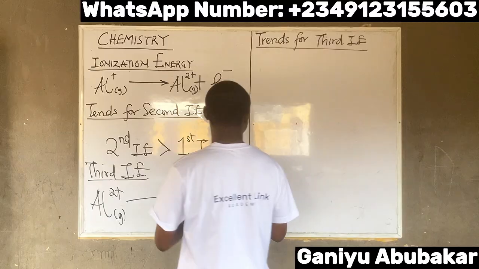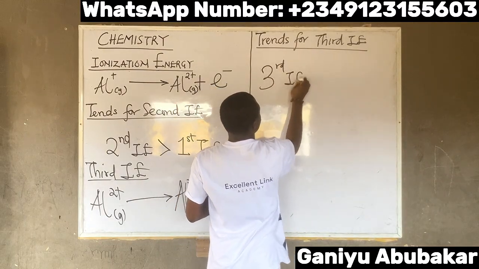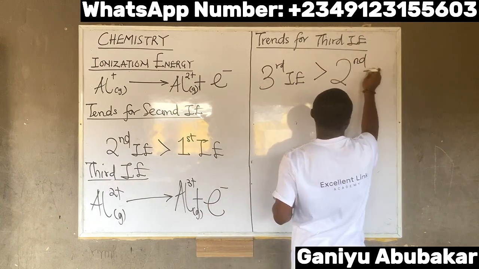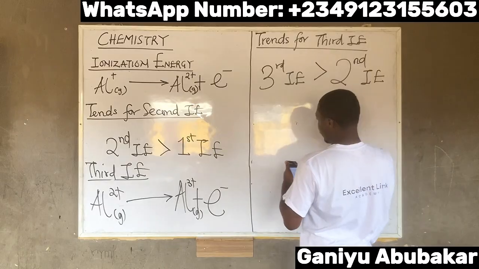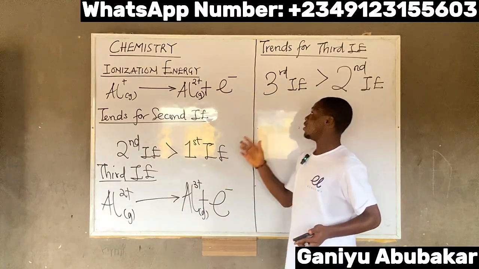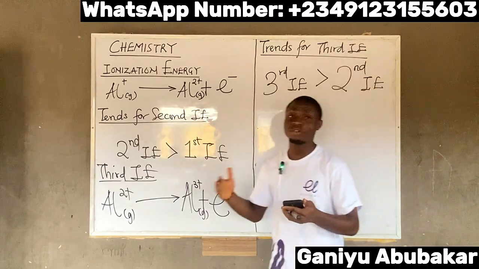So I'm saying in essence that the third IE is greater than the second IE. The third IE is greater than the second IE, which makes more sense.